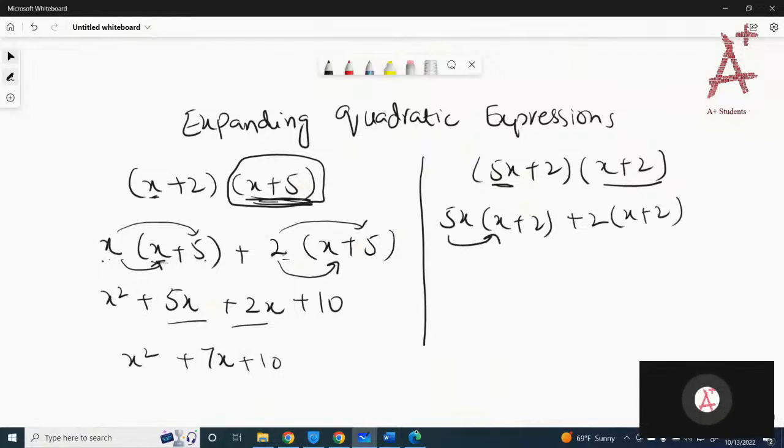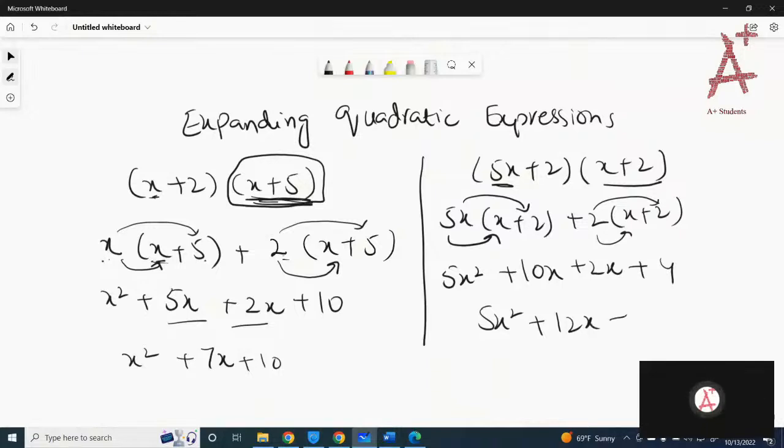5x times x is 5x squared. 5x times 2 is 10x. Then 2 times x is 2x, and then 2 times 2 is 4. Just collect the like terms. So you have 5x squared, 10 plus 2 is 12x, and plus 4. Got it? That's how you have to expand the quadratic expressions.